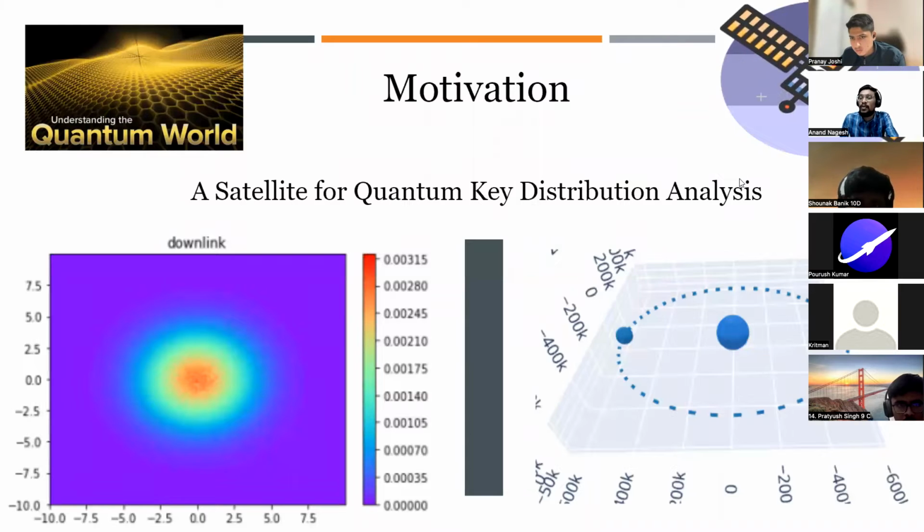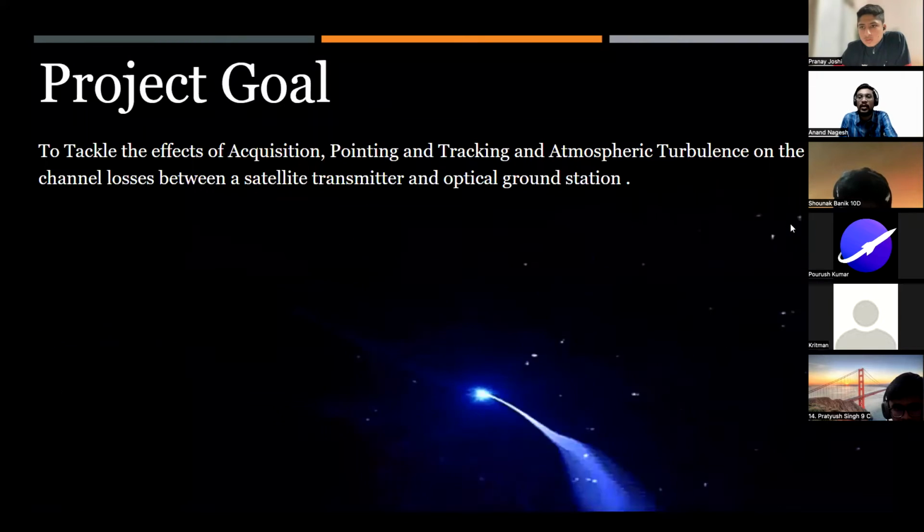So other than that, what I am actually working on, my motivation, is to make a satellite for a quantum key distribution analysis. So what is quantum key distribution analysis? This optical ground station comes into place when I'm talking about satellite quantum key distribution. In quantum key distribution, we can protect any data that is being sent through a satellite. So we wanted to make something for these kinds of use cases.